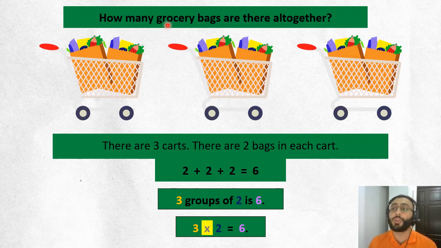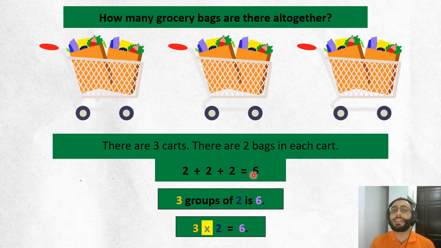Let me show you another example. So how many grocery bags like these ones are there all together? You can be like 1, 2, 3, 4. No. We're going to do it in a math way. So there are how many carts? 1 cart, 2 carts, 3 carts. So there are 3 carts. Now, how many grocery bags are in each cart? 2 in each. So if we want to do addition, we have to do repeated addition. 2 plus 2 plus 2, which equals 6.